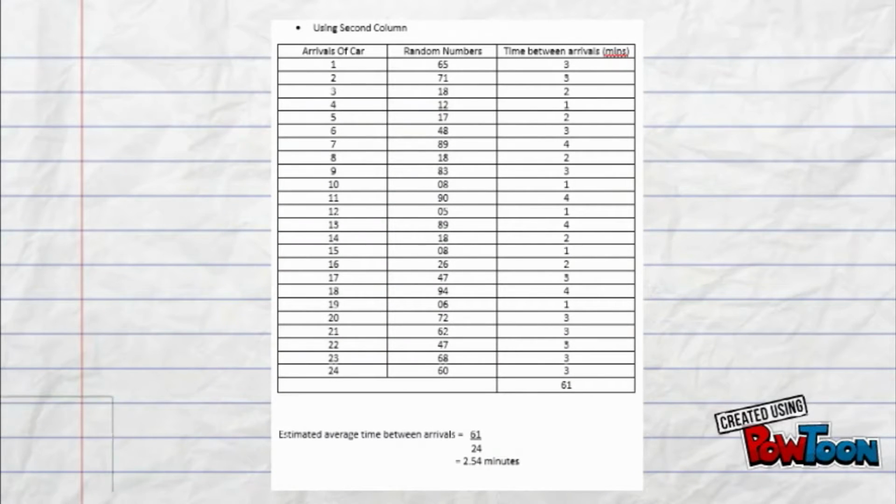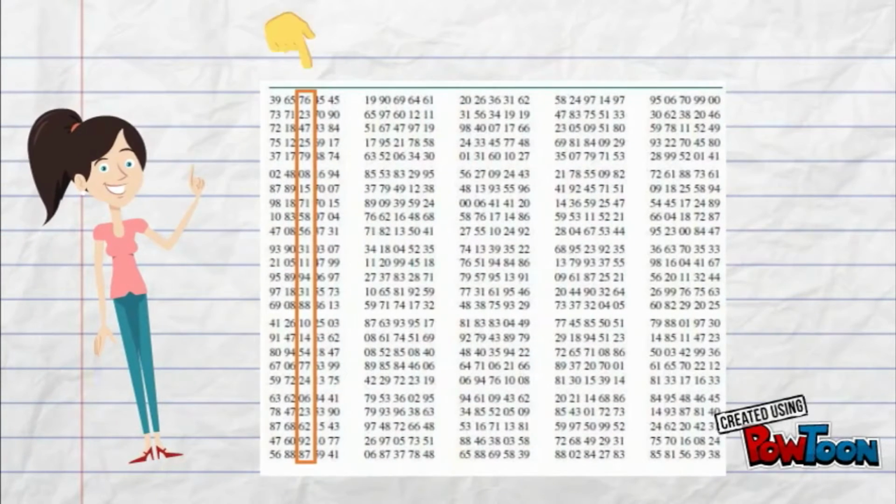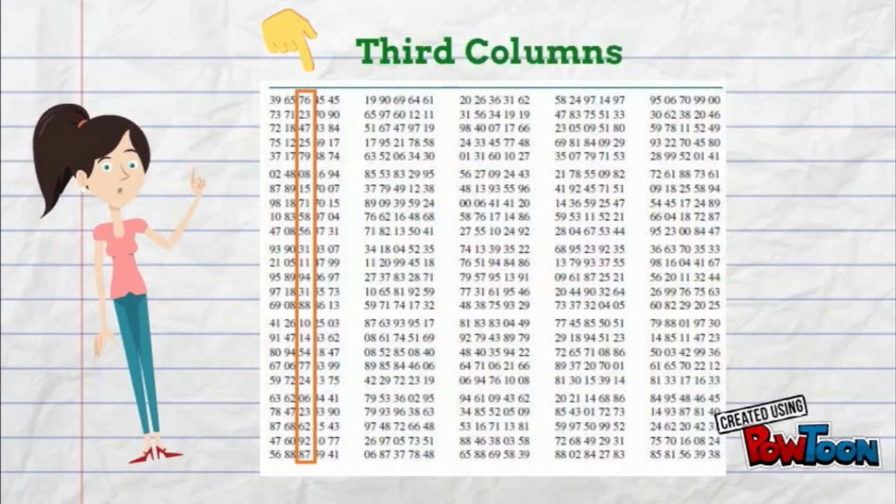Lastly, we compute the average time between arrivals, which is 61 minutes divided by 24 cars, and we get 2.54 minutes. I also repeated my second step using the third column in the random number tables and also the fourth column.